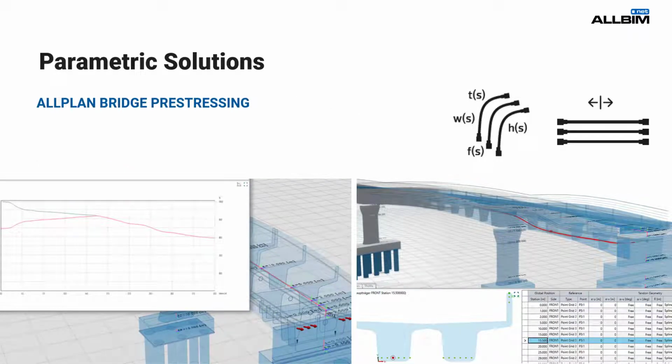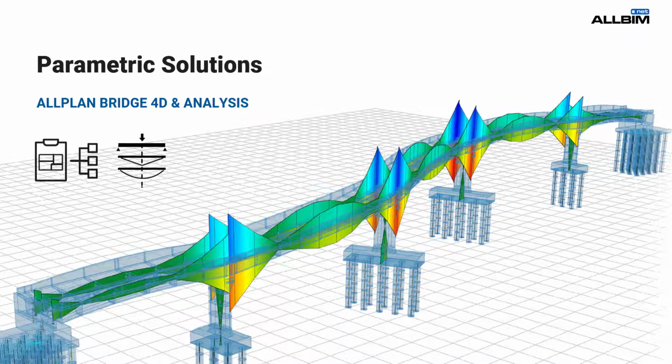A stressing sequence can be defined for each tendon specified in the model. Stressing, wedge slip, and releasing are available actions. The analytical model is generated from the geometrical one. Additional loads, such as temperature changes or wind loads, can also be easily defined and applied.